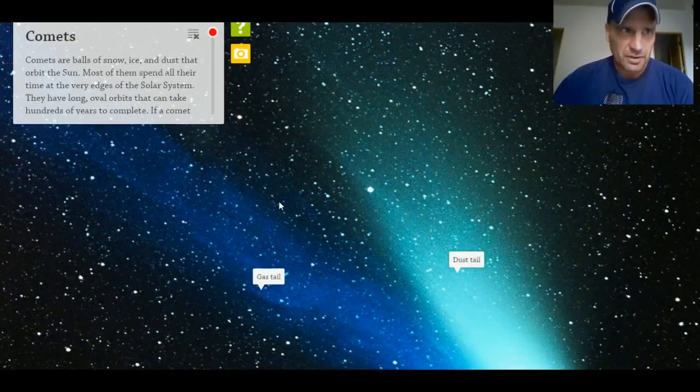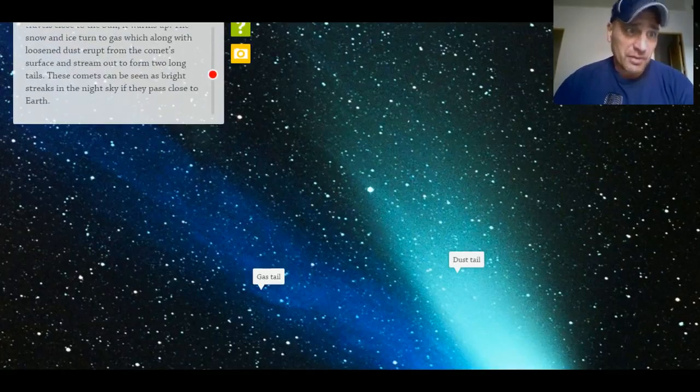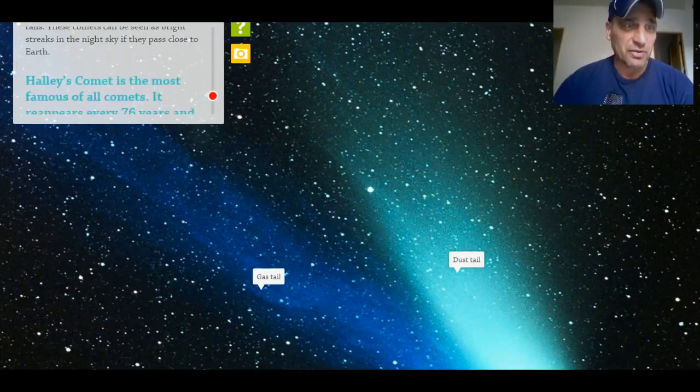Comets are balls of snow, ice, and dust that orbit the sun. Most of them spend all their time at the very edges of the solar system. They have long oval orbits that can take hundreds of years to complete. If the comet travels close to the sun, it warms up. The snow and ice turn to gas, which along with loosened dust erupt from the comet's surface and stream out to form two long tails. These comets can be seen as bright streaks in the night sky if they pass close to the Earth.